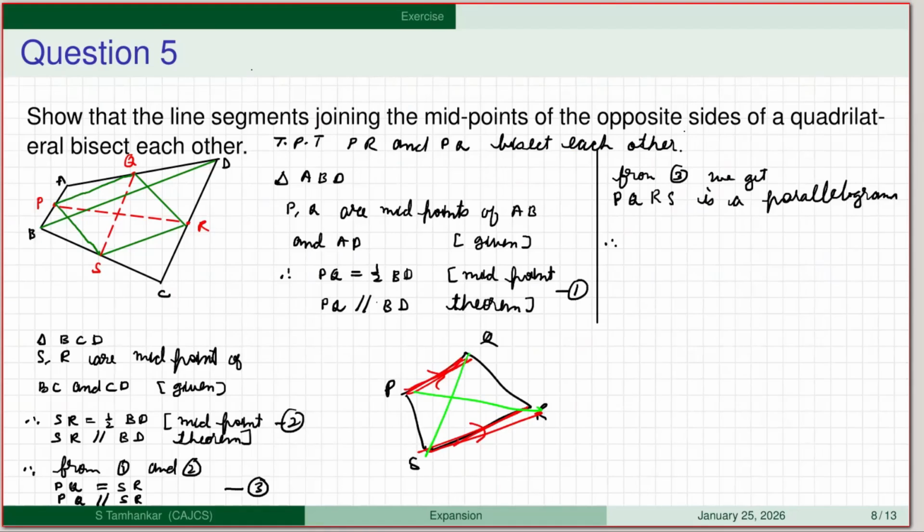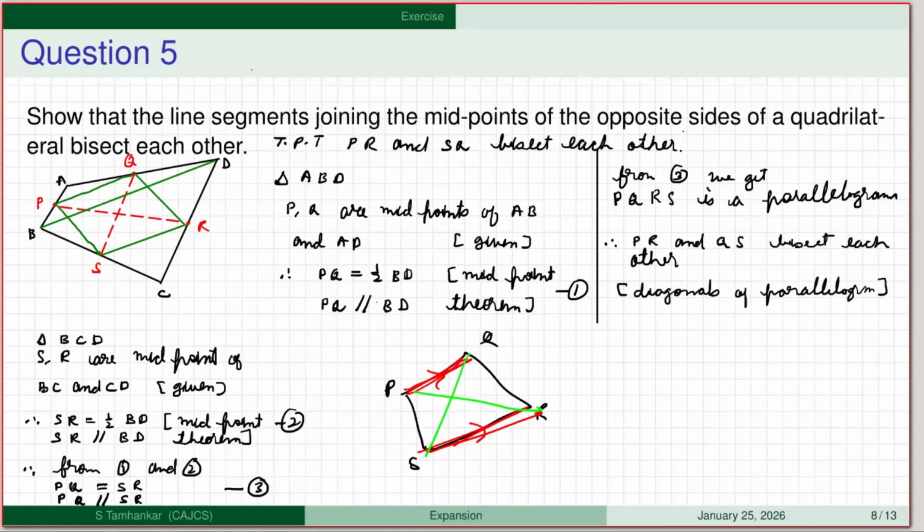So therefore, I can say that PR and QS, okay, this I will make a correction. This is SQ. So PR and QS bisect each other. What is the reason? Because they are diagonals of a parallelogram. Okay, so this is the proof. Let's move to the next question.